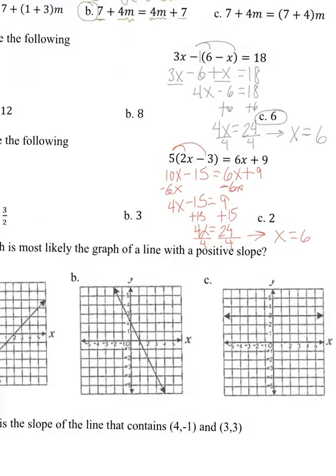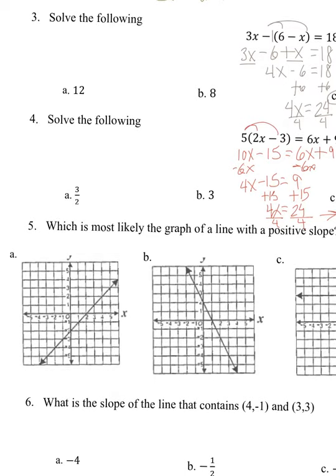The number 5 question there wants to know about the slopes. We're looking for somebody here with a positive slope, so remember this is when you're going from left to right, it has to be going uphill.